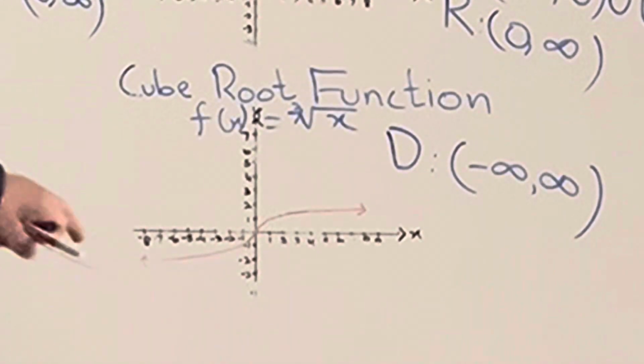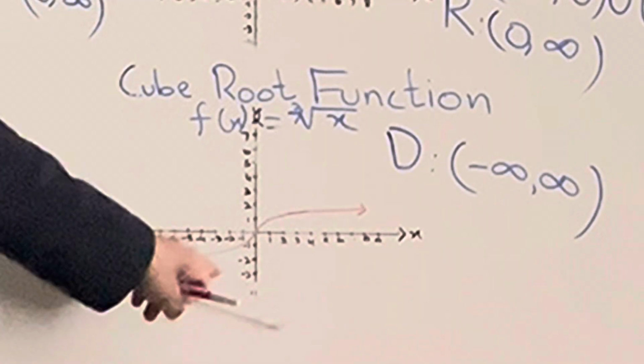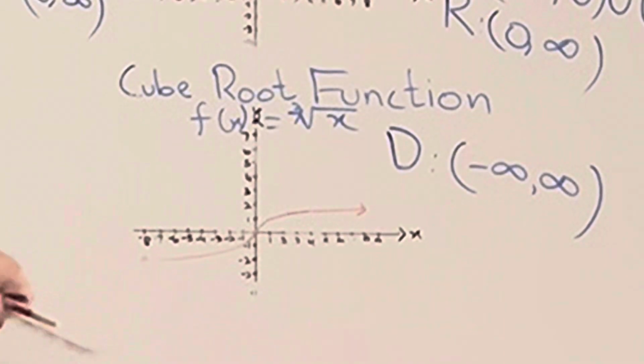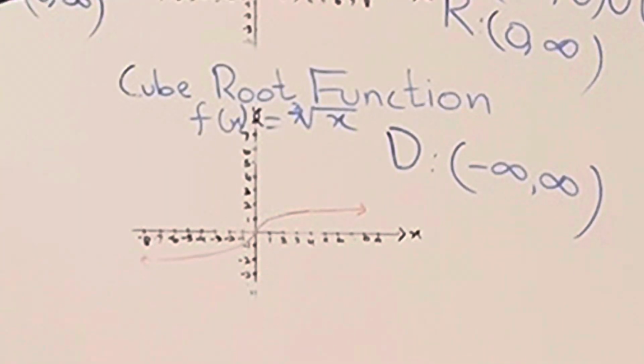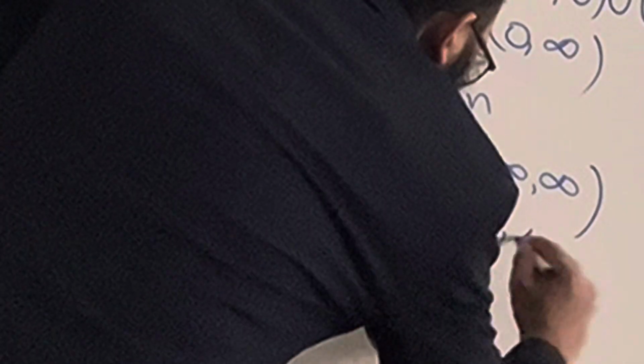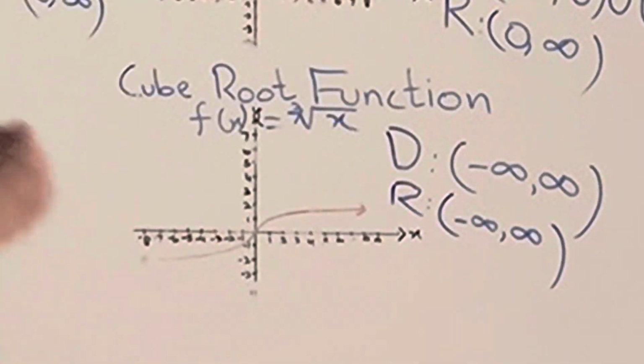Now the range again, if you look at this graph, it continues going down forever. Hence, the range is from negative infinity and then it continues towards positive infinity. So the range is from negative infinity all the way to positive infinity.